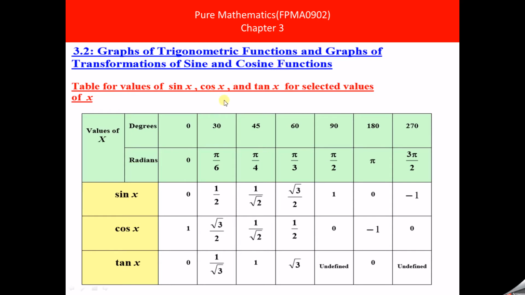So before going to the graphs, let us have the table values of sin x, cosine x and tan x for selected values of x. So x is the angle, and for different angles we find the values of the trigonometric functions sine, cosine and tan. So the angle you can take in degrees. So these are the degrees. x may be 0 degrees, 30 degrees, 45, 60, 90, 180, 270.